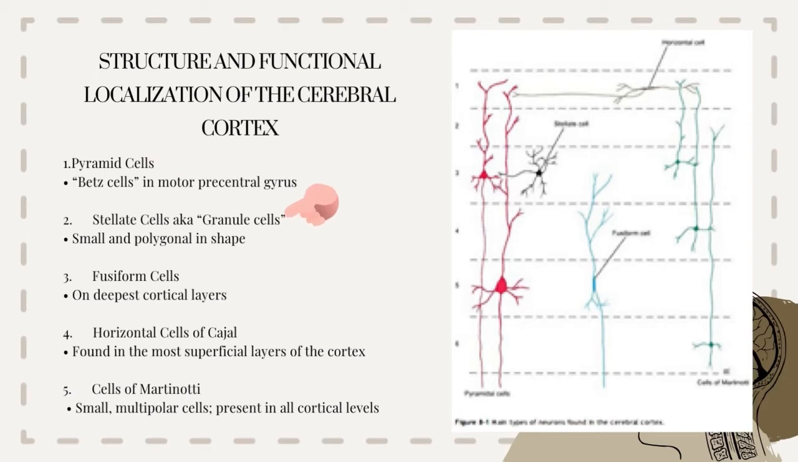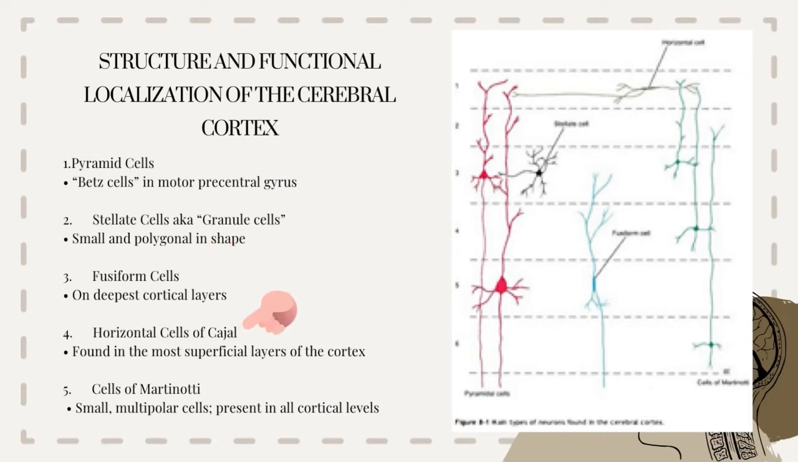Next, you have your stellate cells, also known as your granule cells. It is small and polygonal in shape, and it has multiple branching dendrites with axons ending on a nearby neuron. Next, you have your fusiform cells. It is found in the deepest cortical layers. The dendrites arise from each pole of the cell body, with axons entering the white matter as either a projection, association, or commissural fiber.